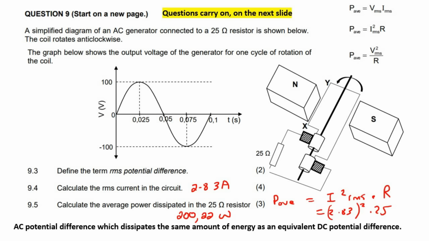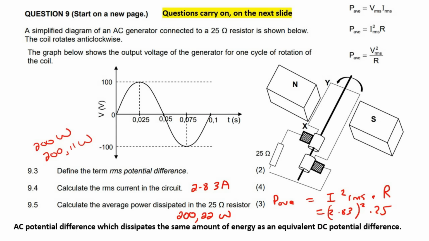Now, sometimes I check on the memo just to make sure that my answers are corresponding, because I can make little mistakes sometimes. And I did see that depending on which of these formulas you used, you might not get 200,22. Some of the formulas actually give you 200 watts exactly. Some of them gave you 200,11. So those are the different answers that I saw.